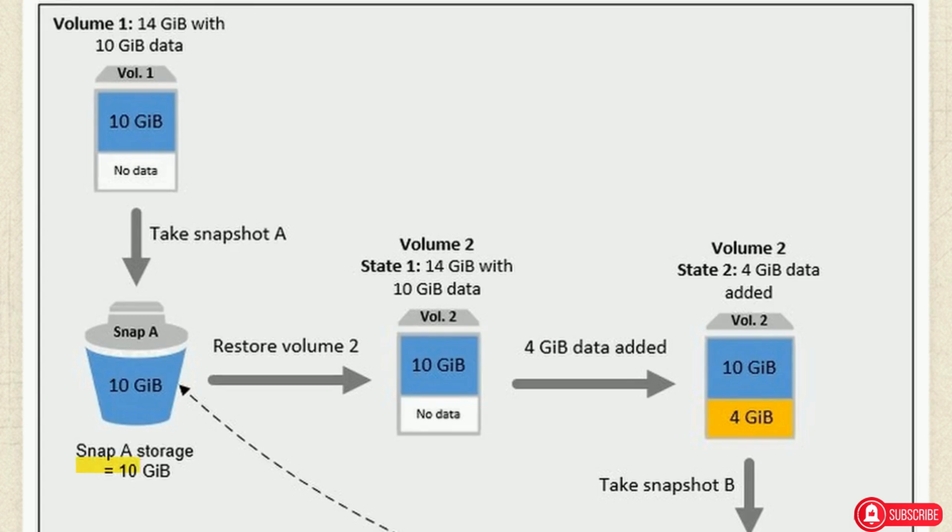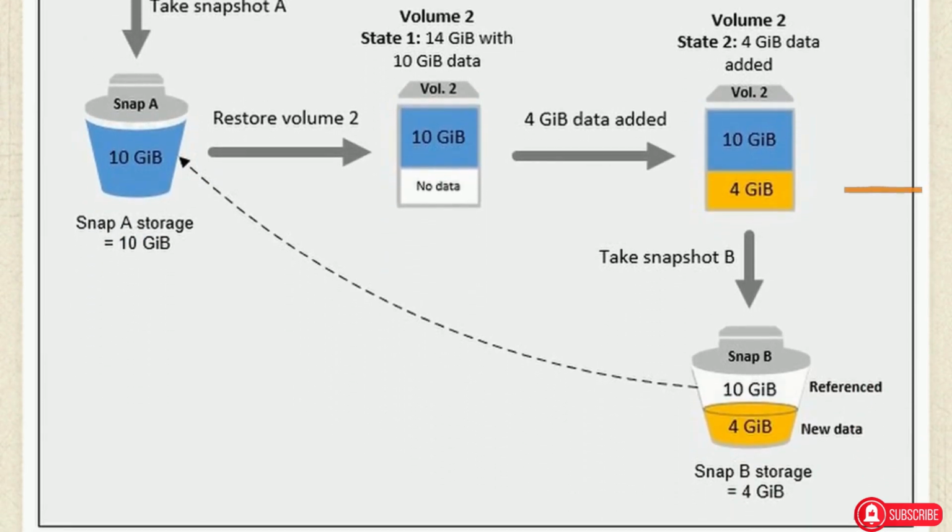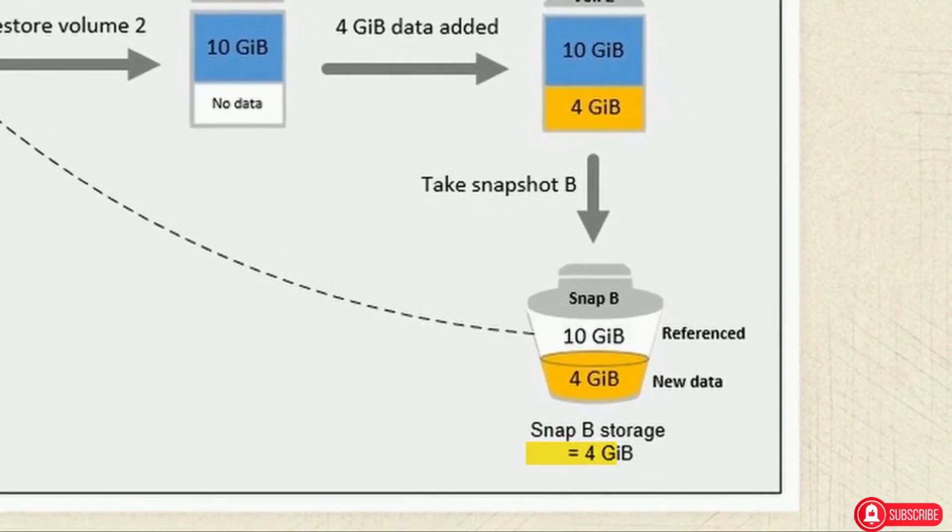If you have 10 GB of data, Snapshot A copies all 10 gigabytes into storage. The efficiency comes from the incremental mechanic. When you add 4 gigabytes of new data and take Snapshot B, the system ignores the original data. It references the previous snapshot and only copies the 4 new gigabytes of modified blocks.